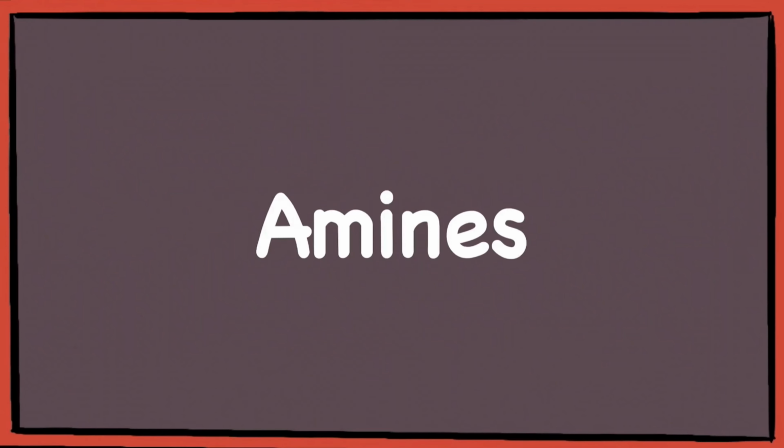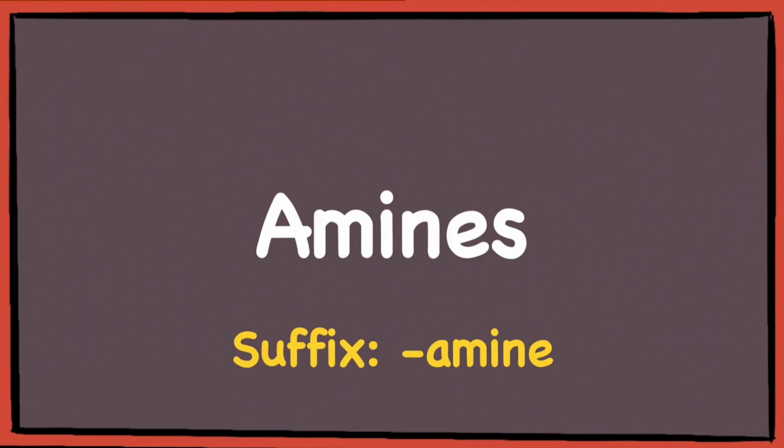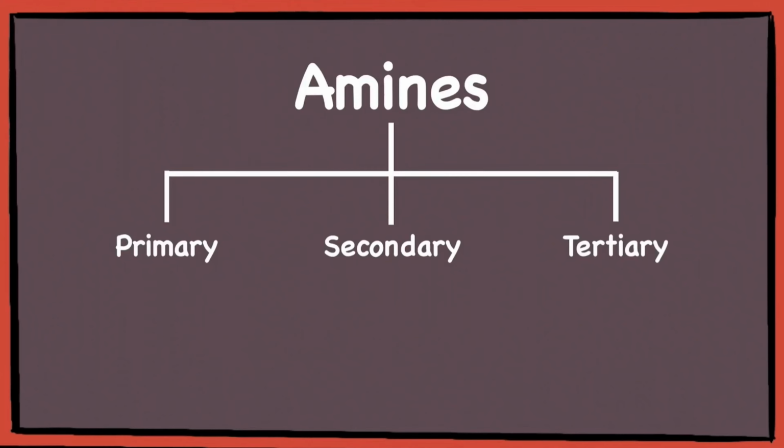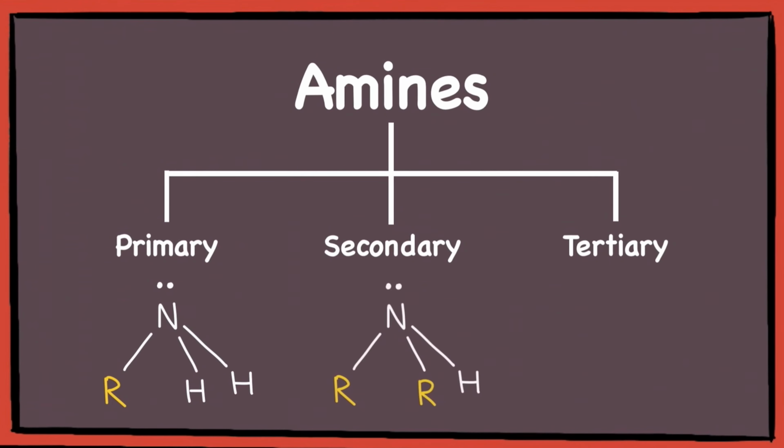For this section, we are going to cover amines. As the word suggests, its suffix is called amine. Amines are nitrogen compounds, which means that they contain a nitrogen atom. Depending on the number of alkyl or aryl groups attached to this nitrogen atom, we can classify amines into primary, secondary, or tertiary amines. A primary amine will have 1 R group attached to the nitrogen atom, while a secondary amine will have 2 R groups attached, and likewise for tertiary amines, there will be 3 R groups attached.